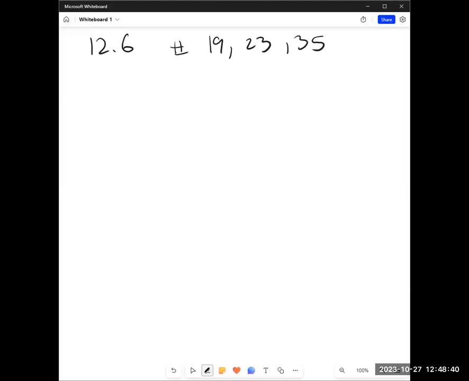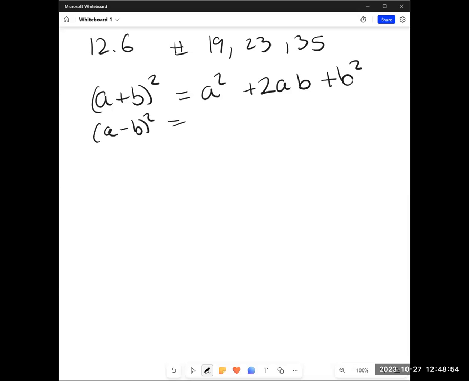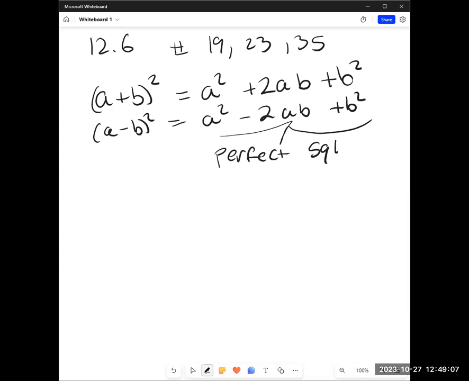I'll generally give you a couple formulas here that say that a plus b squared is equal to a squared plus 2 times a times b plus b squared, and a minus b squared is equal to a squared minus 2ab plus b squared. These things on the right here are called a perfect square trinomial.